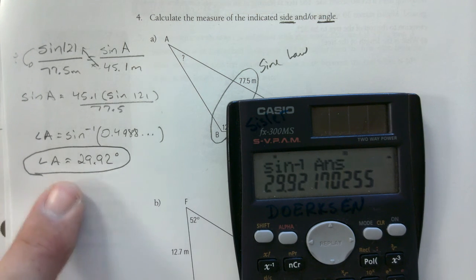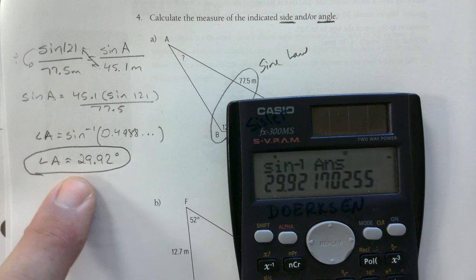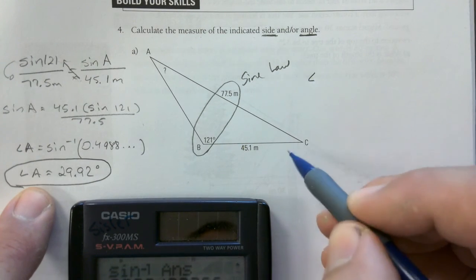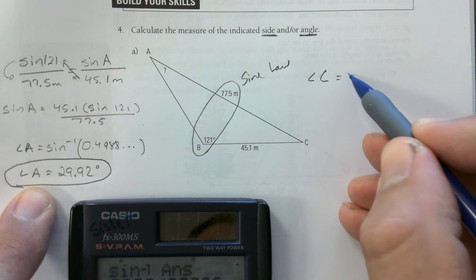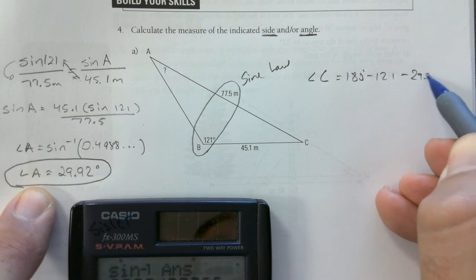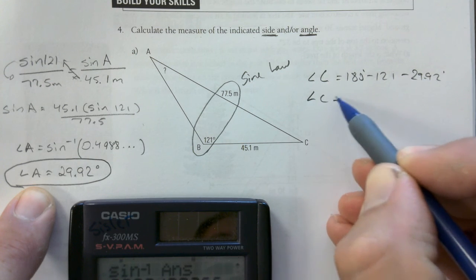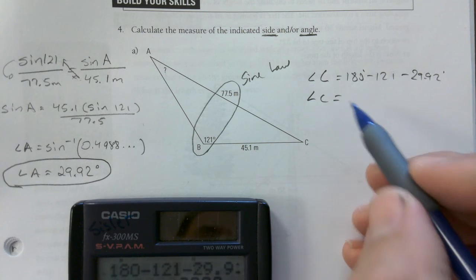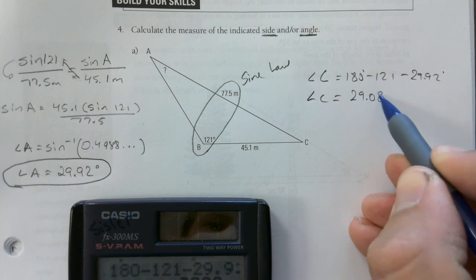How about you find all angles if you have something like this? So it's just as easy as this. To find angle C, you just go 180 minus 121 minus 29.92. That's pretty doable. That's 29.08 degrees.